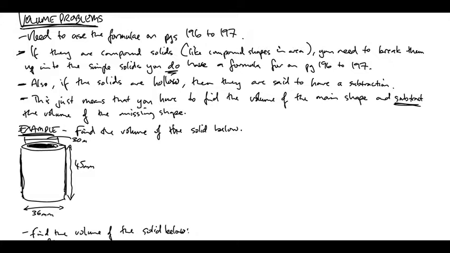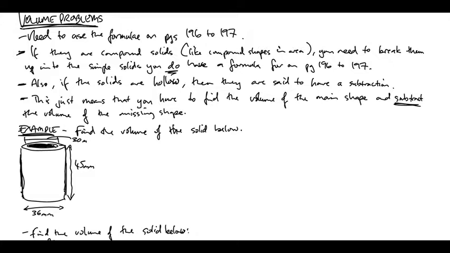The other thing to think about is if the solids are hollow, so they've got something missing, a part's missing, then they are said to have a subtraction. This just means you need to find the volume of the main shape and subtract the volume of the missing shape, and those shapes should all be simple solids. To give you an illustration of that, finding the volume of the solid below, obviously it's a cylinder with a cylinder in the middle missing, it's a tube.